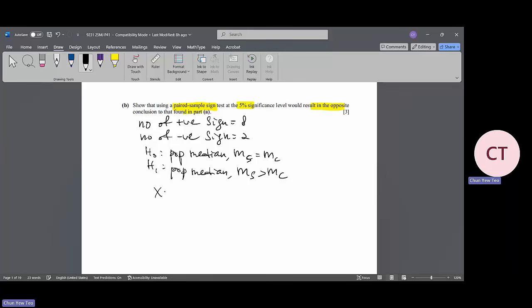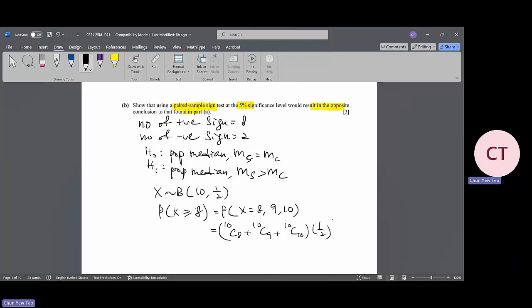In order to do a sign test, we need to use the binomial distribution. The n is 10 and the probability is always a half. So we want to count the positive signs, so it's greater than or equal to 8. It will be X equal to 8, 9, and then 10. So it will be 10C8 plus 10C9 plus 10C10 multiplied by the half to the power of 10. So press the calculator, then you get 0.0547.